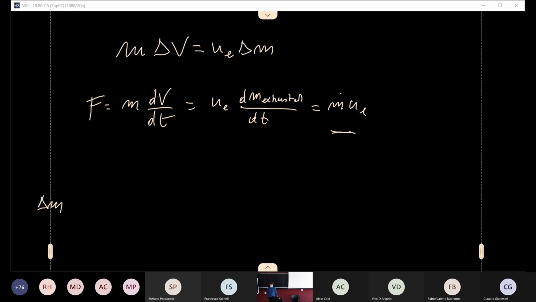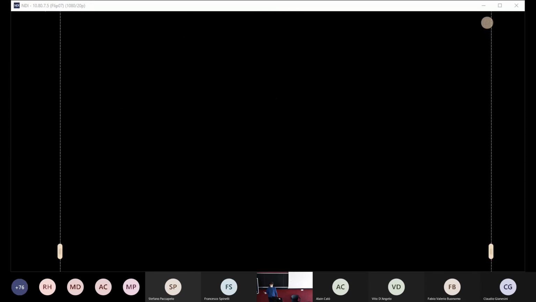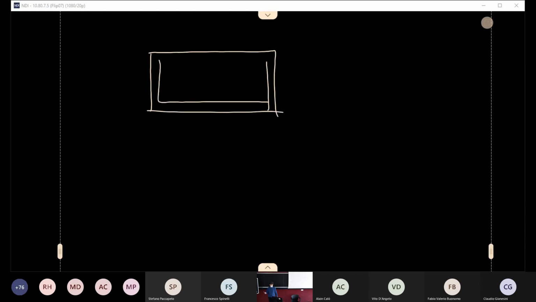Let's see this in a different way. Let's consider a box like this, and we have pressure inside acting on the walls. Only pressure because everything is stationary, we have no motion, we have no friction. This can be in the vacuum or in the atmosphere. What we see is that the resulting force here is zero.